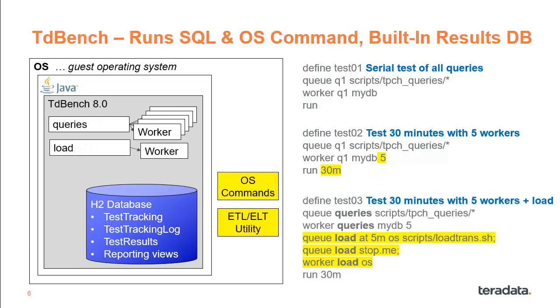Test 3 has a more meaningful queue name and adds a second queue for submitting load scripts 5 minutes into the test. We only want the queue with the data load to execute one time, so we put a stop.me command in the queue. If we only queued a stop command without the .me, it would have stopped the entire test when the load was complete. The queries queue is a fixed period test since it will run 30 minutes, and the load queue would be a fixed work test since it will only execute once.